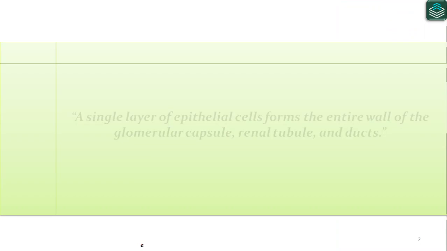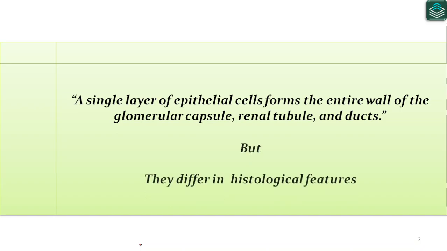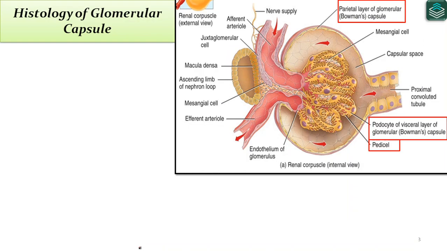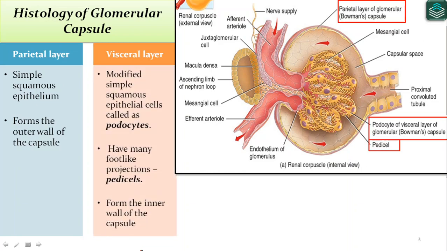A single layer of epithelial cells forms the entire wall of the glomerular capsule, renal tubule, and ducts. But they differ in histological features. The glomerular capsule has two layers. The first is the parietal layer and the second is the visceral layer. The parietal layer is formed by simple squamous epithelium, which forms the outer wall of the capsule, whereas the visceral layer is formed by simple squamous epithelial cells which are modified and are called podocytes.